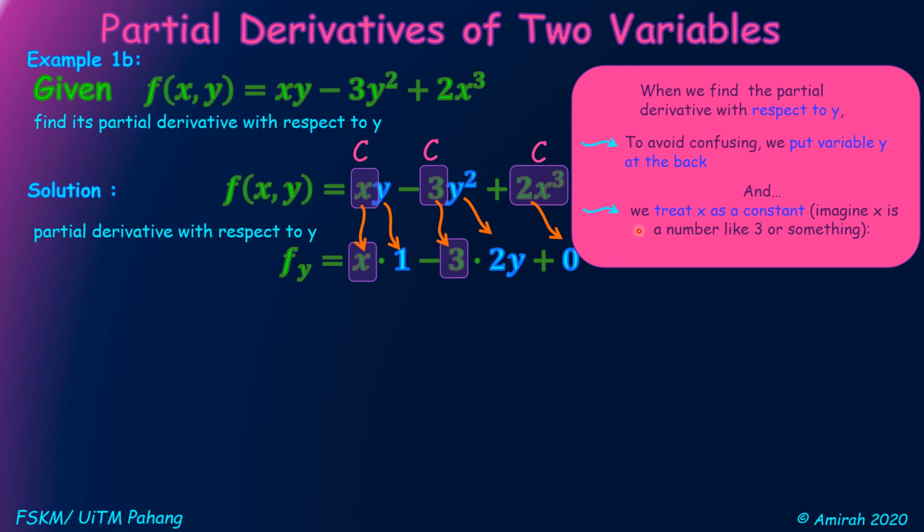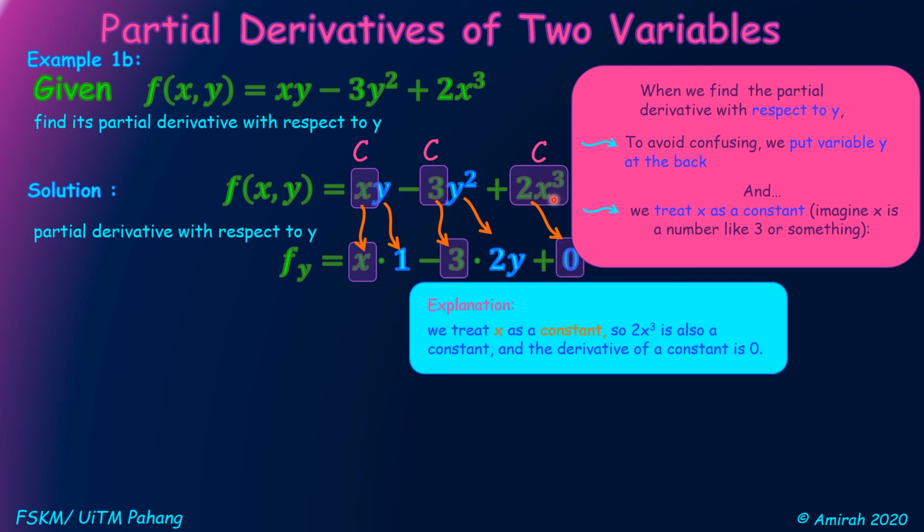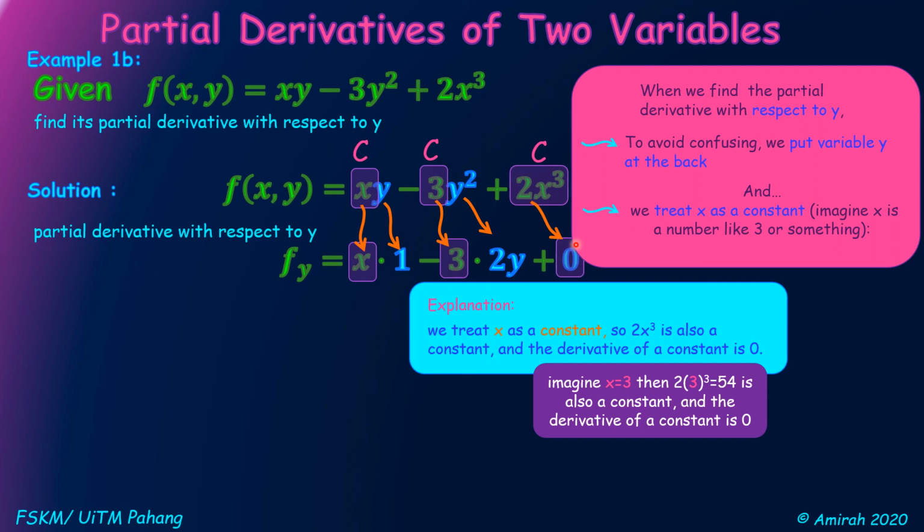And then we treat x as a constant. So 2x cubed is also a constant, and the derivative of a constant is 0. Or we just imagine, let's say, x equals 3. So 2 times 3 cubed equals 54, which is also a constant, and the derivative of a constant is 0.